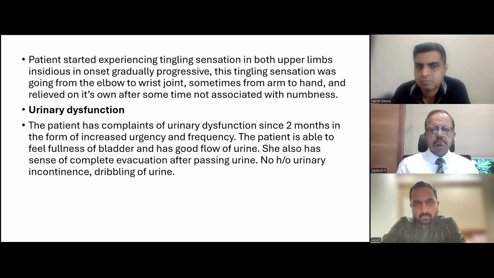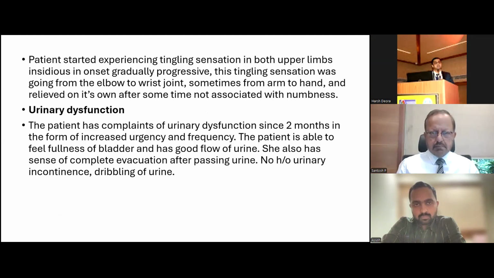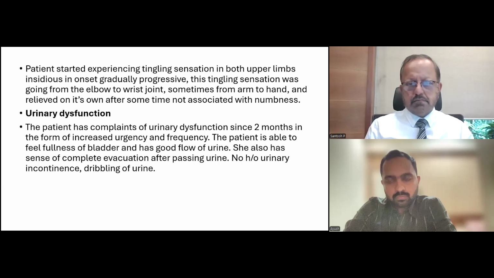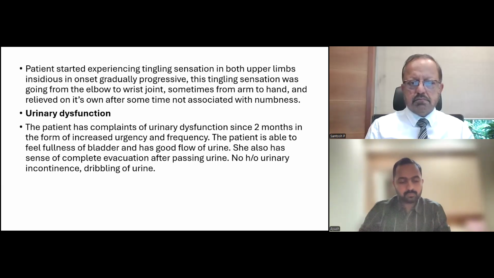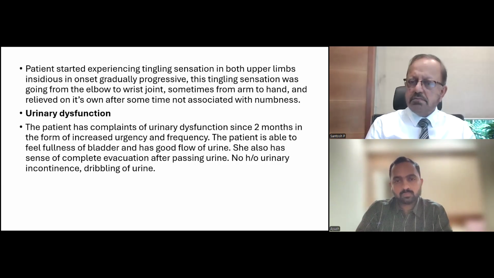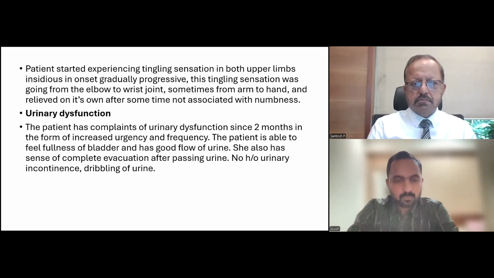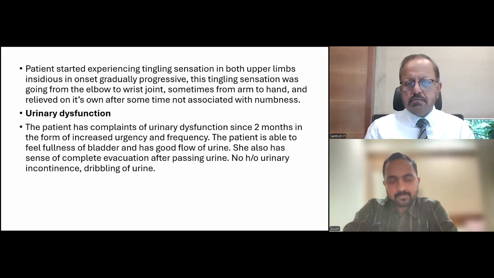Patient started experiencing tingling sensation in both upper limbs, insidious in onset, gradually progressive. This tingling sensation was going from elbow to wrist joint, sometimes from arm to hand, relieved on its own after some time, not associated with numbness. Urinary dysfunction. Patient also complains of urinary dysfunction since 2 months in the form of increased urgency and frequency. The patient has sense of complete evacuation, can feel fullness of bladder and has good flow of urine. She also has sense of complete evacuation after passing urine, no history of urinary incontinence, dribbling of urine.